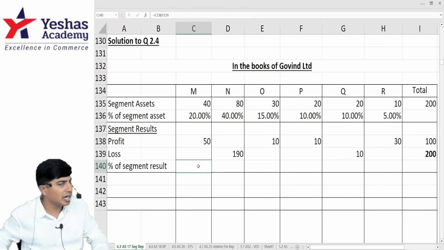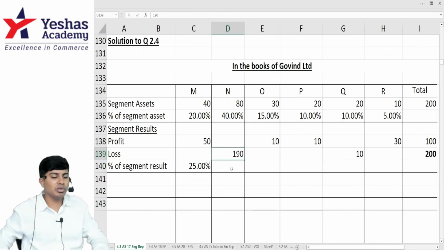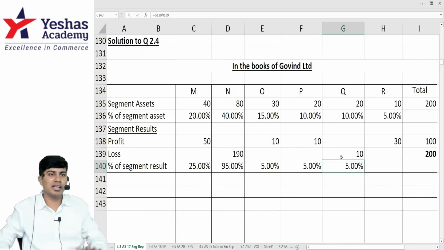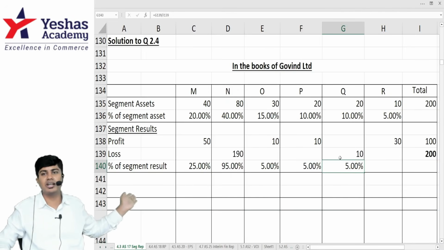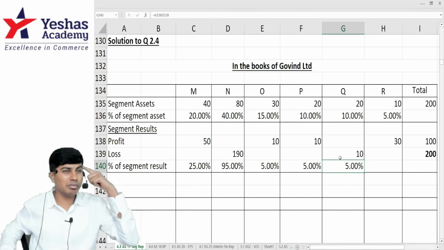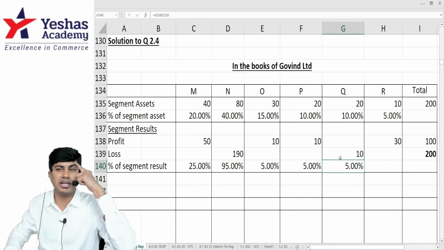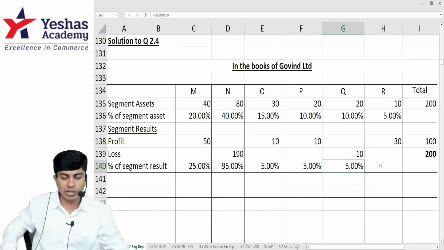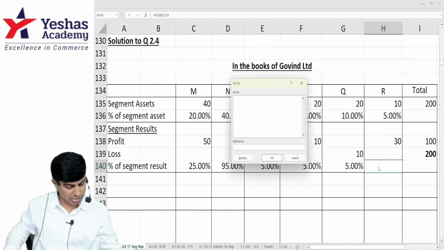50 by 200. 190 by 200. 10 by 200. 10 by 200. 10 by 200. Sir, but this is profit, this is loss. That plus or minus symbol, you leave it at home. That's not relevant here. I made you do an MCQ also on that. Remember, plus or minus doesn't matter when you're doing percentage for result basis in segment reporting. Last, 30 by 200, 15%.